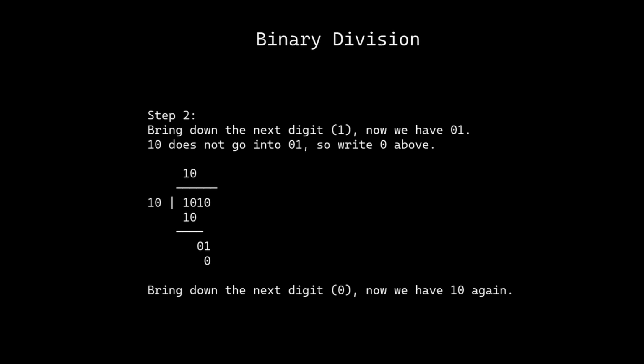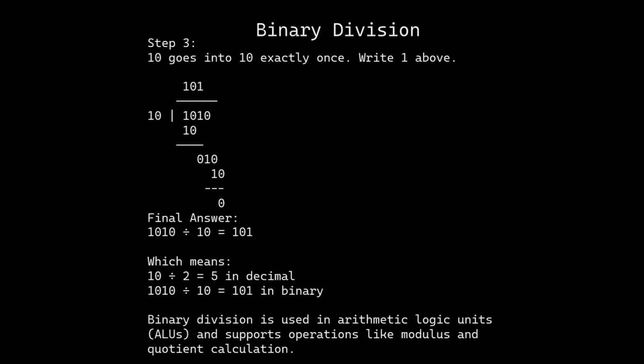Now we have 10 again. Step 3. 10 goes exactly into 10 once, so we write 1 above, 101. And the final answer: 1010 divided by 10 is 101, which means 10 divided by 2 is 5 in decimal, and 1010 divided by 10 is 101 in binary. Binary division is used in arithmetic logic units (ALUs) and supports operations like modulus and quotient calculations.